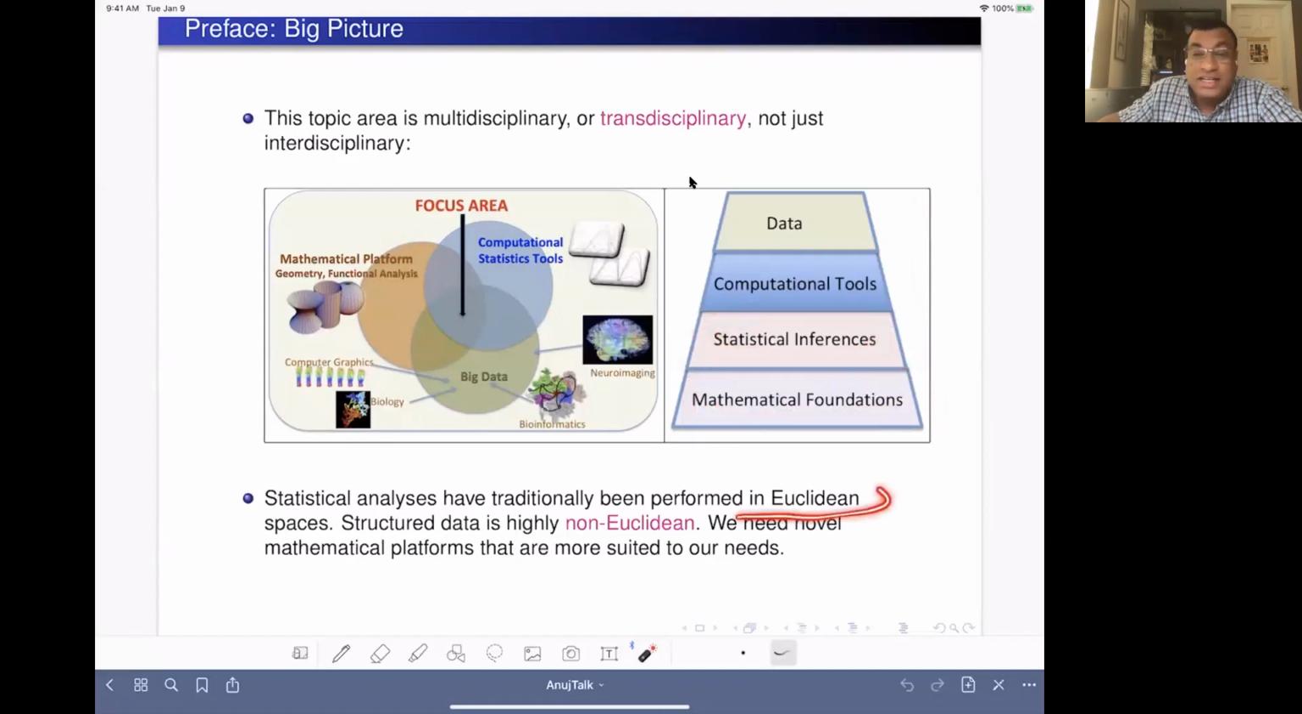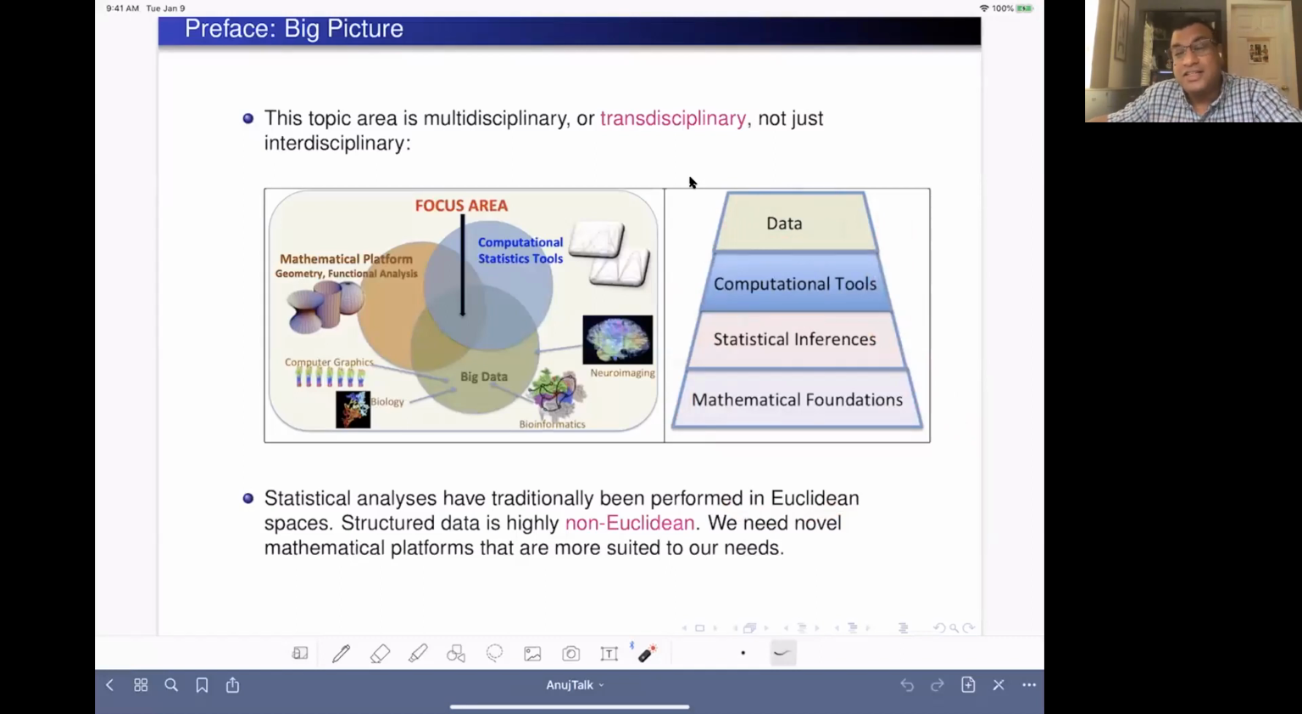Traditionally, these platforms have Euclidean tools, Euclidean platforms. We use Euclidean spaces, Euclidean structures to do statistics. So one chooses a certain mathematical foundation, builds on top of it statistical inferences, then we use this statistical theory and approximate it or implement it using computational tools, and ultimately we apply it to data. So this is our usual progression for doing this kind of interdisciplinary data analysis.